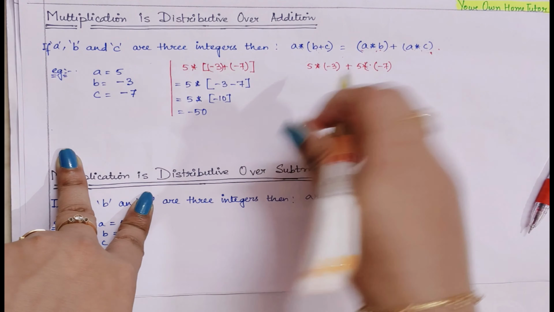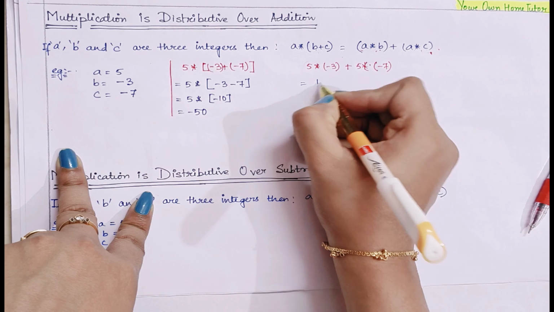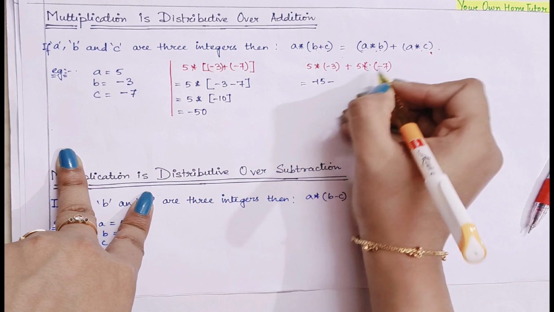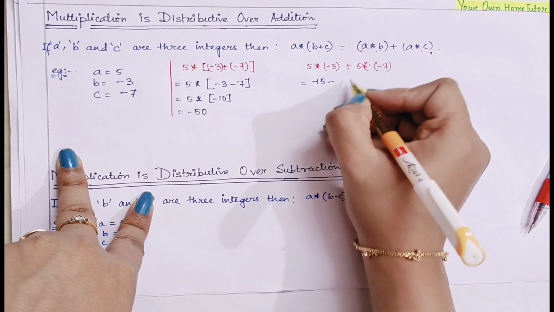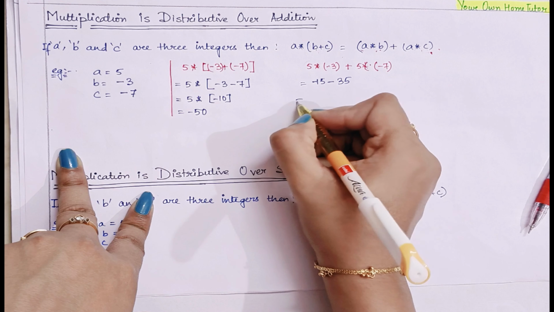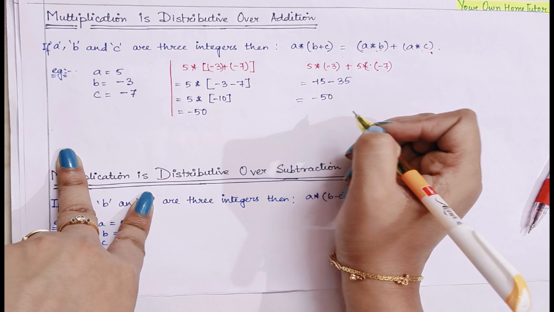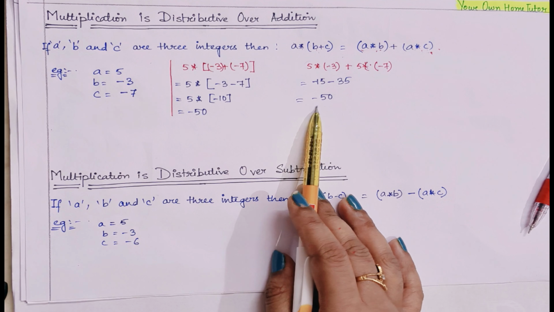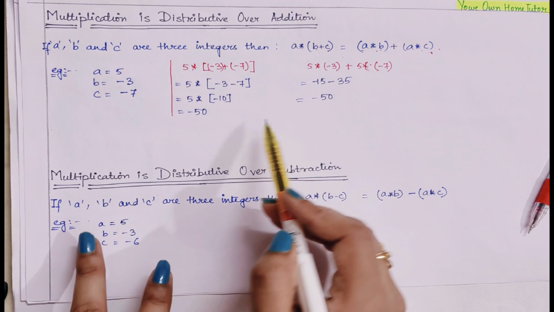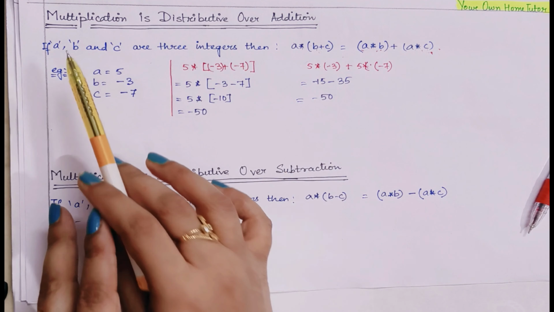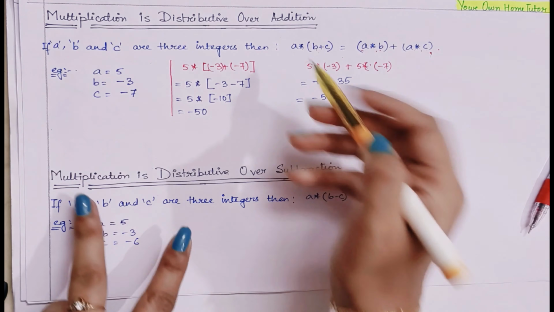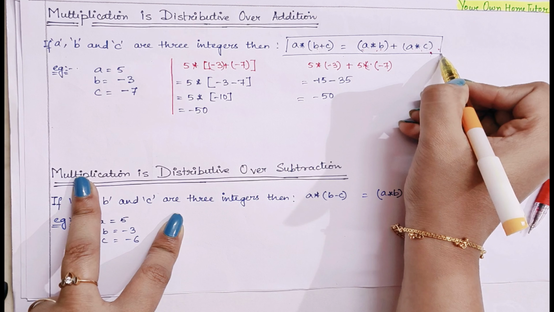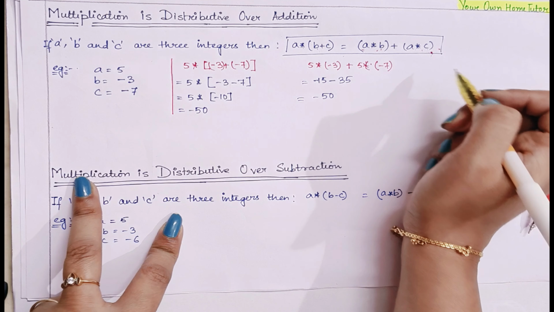So this will give me 5 × 3 = 15, plus minus minus, then again plus minus minus, 5 × 7 = 35. So I will get again minus 50 here. If you see, both the results are same. So this is the distributive property of multiplication over addition. This is a very important property and this helps us to calculate easier, so we should remember this property.